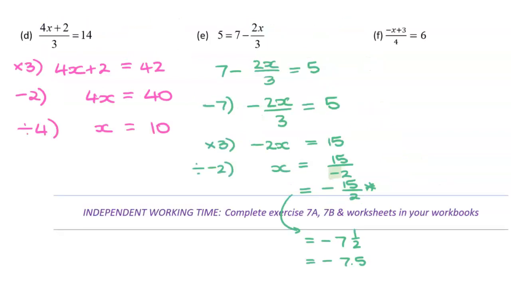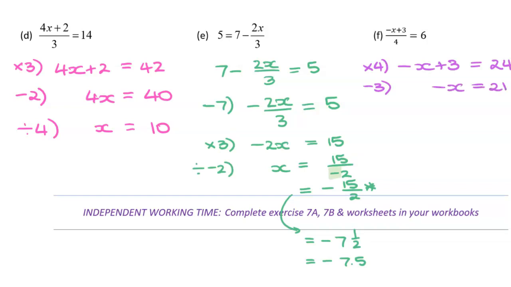Final question here. Have a look at what we've got. I'm going to start off by multiplying both sides by 4, so we can get rid of that denominator. That will mean on the left-hand side we have negative x plus 3 equals 24. Let's subtract 3 from both sides. Now we've got minus x equals 21.